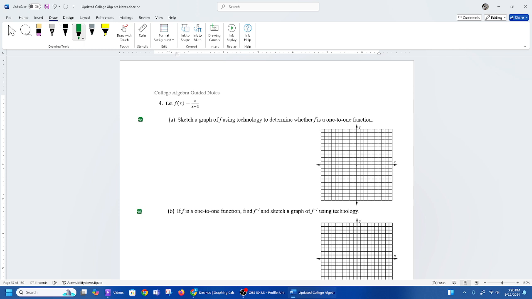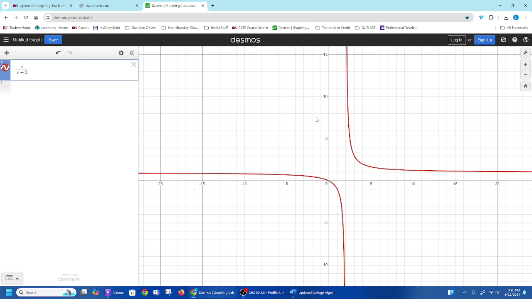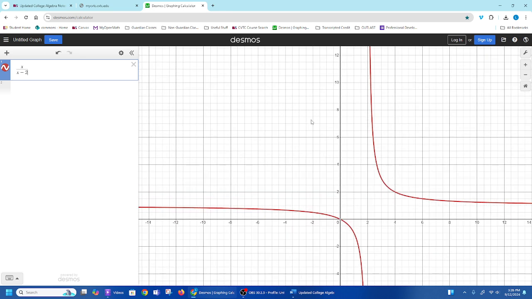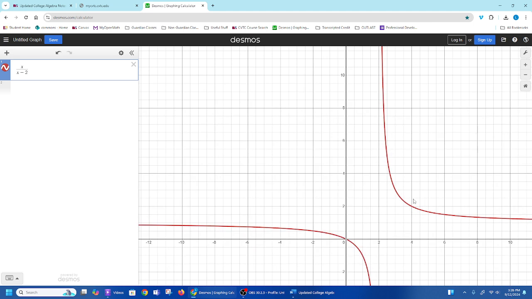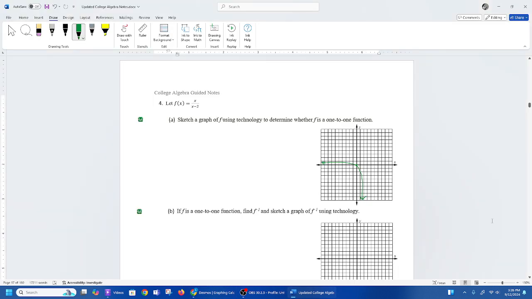Goes through 0, 0, gets closer and closer to y equals 1 without touching it. And then it gets closer and closer to x equals 2 without touching it. Gonna check on my other side. It goes through points 4, 2. So 1, 2, 3, 4, 2.